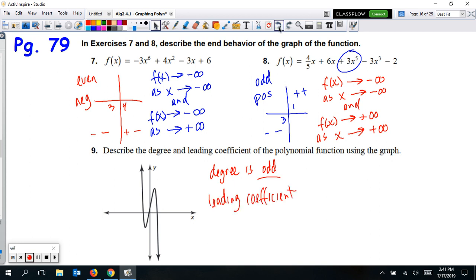And as far as the leading coefficient, because it's going from 2 to 4, this would be like going downhill, so it's got to be a negative leading coefficient. If you were to connect the arrows together with a line, you're going downhill, so it's like a negative slope. That means you have a negative in front of your x on that one. So it's a negative leading coefficient. All right, let's move on.